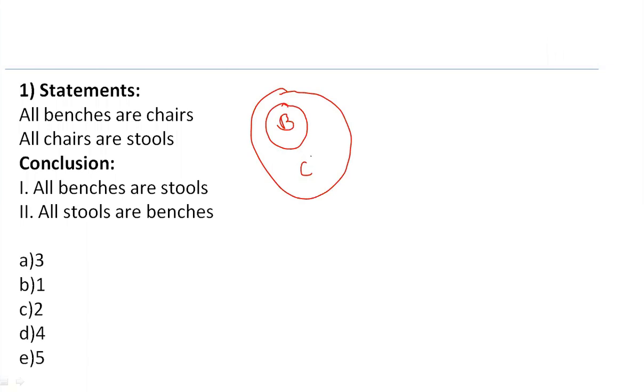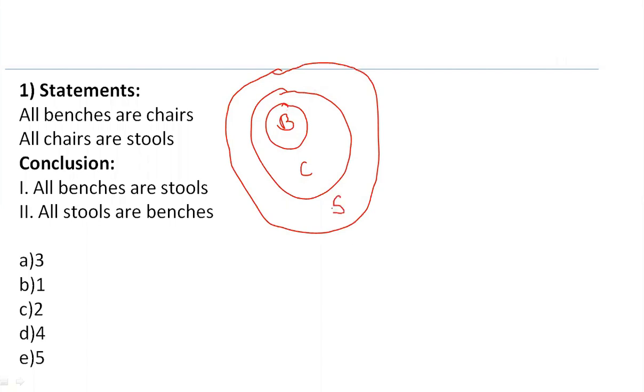All the chairs are stools means the chair circle should be lying completely inside the stool circle. Please don't draw one more chair circle and keep that in the stool circle. Already the chair circle is there, so just keep the chairs circle inside the stools circle. Okay, follow it once again, guys.